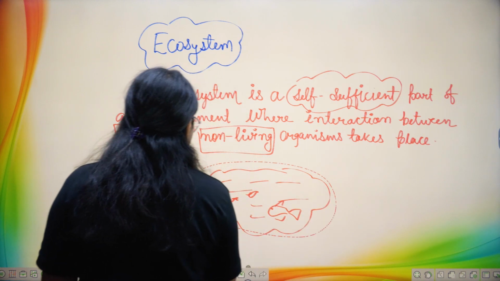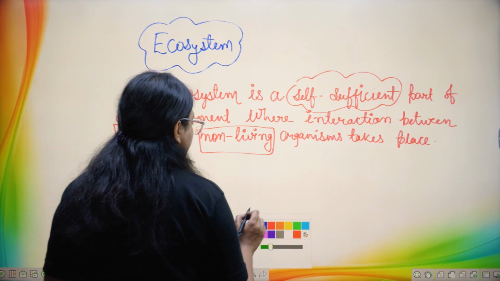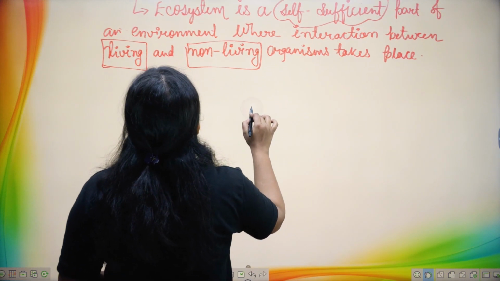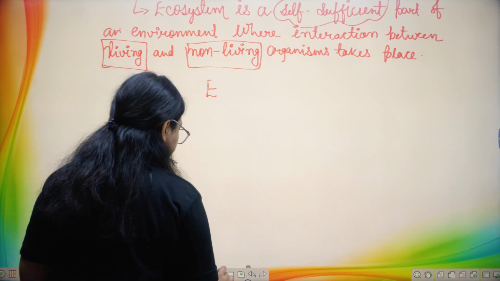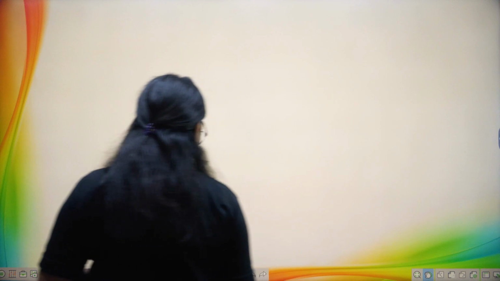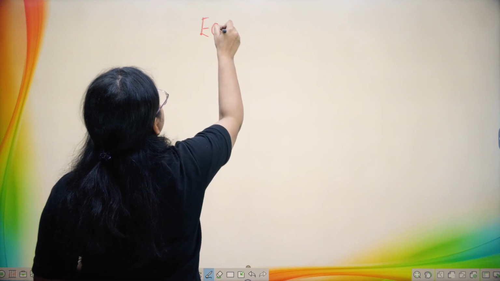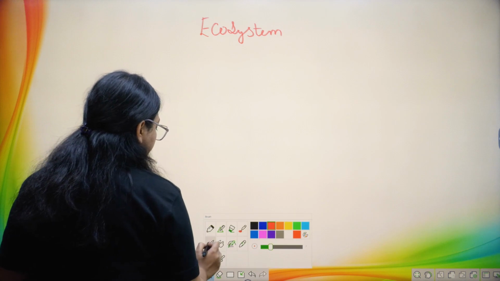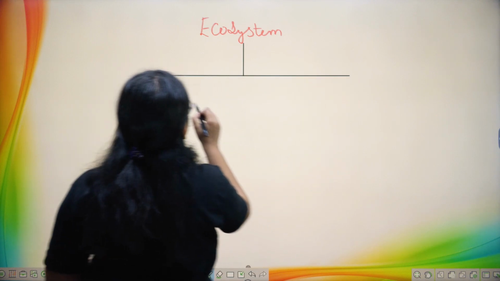So ecosystem can be classified into two parts, right? Let's understand what those parts are. So you understood the definition of ecosystem. Now let's understand, ecosystem can be classified into two parts.